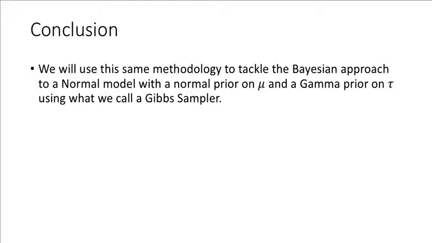In conclusion, we're going to use the same methodology to tackle the Bayesian approach to a normal model, which will be in our next video, where we have a normal prior on mu and a gamma prior on tau. And in that video we will use a Gibbs sampler because, unlike in this case, we cannot find our posterior in closed form, so we have to estimate it using the conditional distributions.